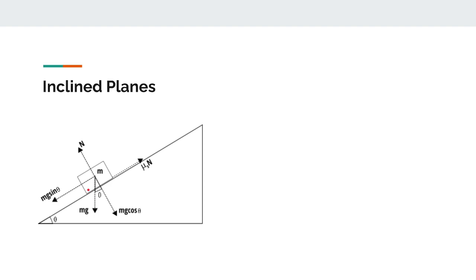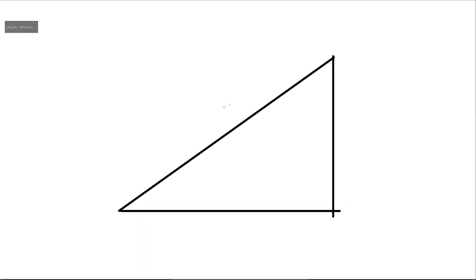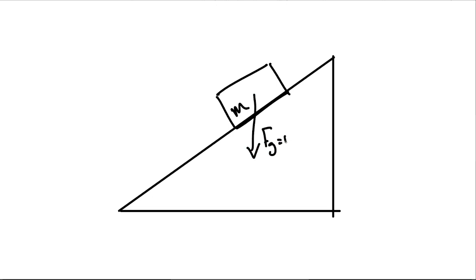Next we have inclined planes. Now this is a big thing. Let's say we have a box on an inclined plane, right? Now, there's going to be a few forces that apply to this box. Let's say this box has a mass of m. First force, of course, is going to be gravity, right? That's going to come from our center of mass. And this force of gravity is going to be equal to mg.